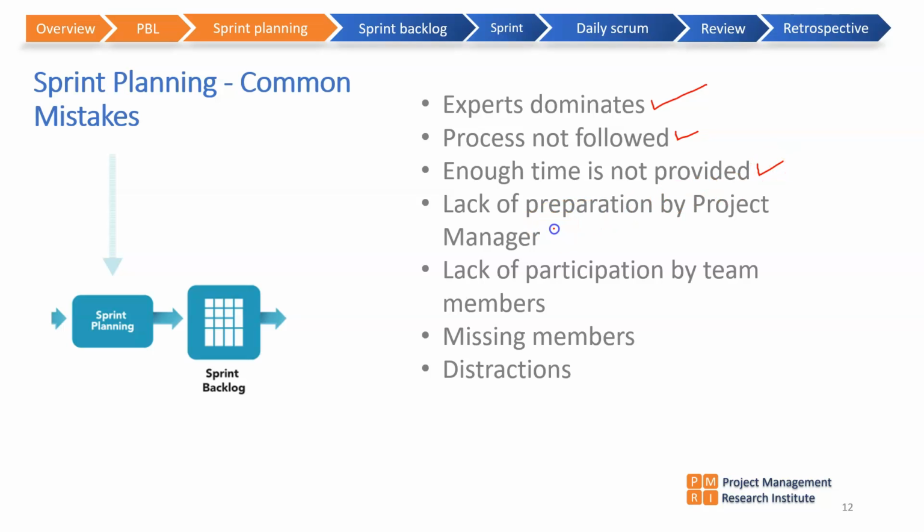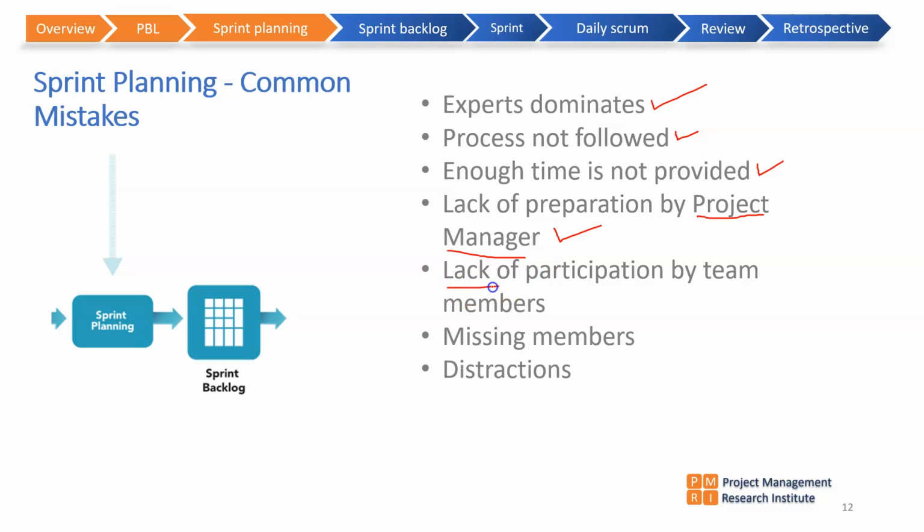Then there is the lack of preparation by the project manager, in this case the Scrum Master and product owner, because when the team members ask more questions, if the product owner is not prepared, you'll end up in trouble. You will not be able to answer most of the questions. So the product owner should walk in fully prepared. So this is an error. This must be read as product owner, not project manager.